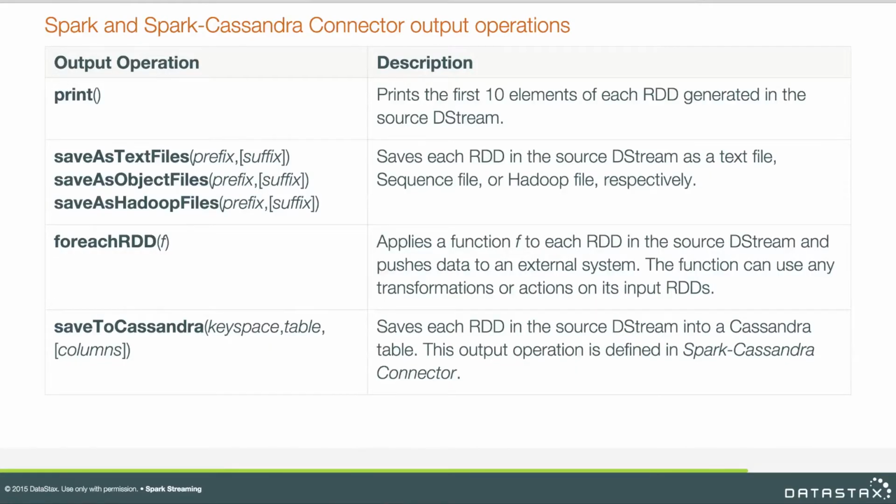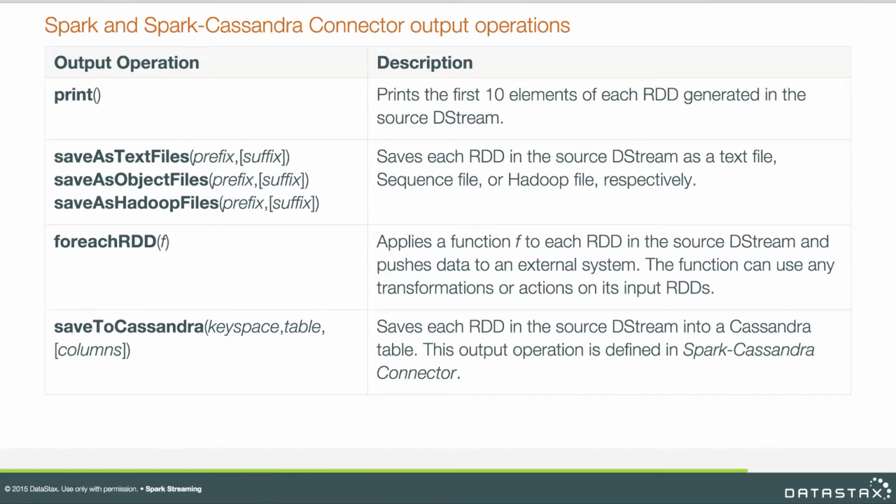foreachRDD is extremely general and extremely powerful. That's going to let us pass in a function where we'll get to handle each generated RDD in the DStream independently. We can interact with the RDD API, call transformations and actions, and do whatever we want with that RDD on a per RDD basis.